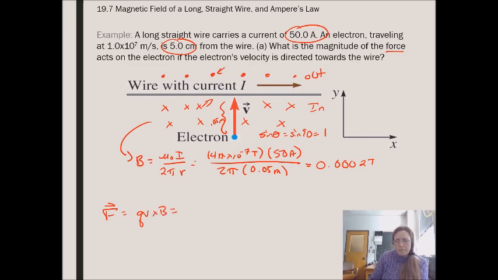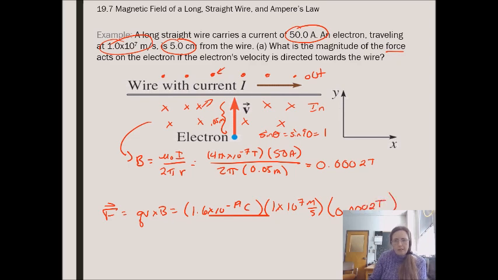And so then to calculate the force, we use the force calculation that we did last time. The force is equal to QVB, and so Q is just one electron, so 1.6 times 10 to the negative 19th coulombs, times the velocity given in the problem, 1 times 10 to the 7th meters per second, times that 0.0002 Tesla, and that gives us a total force of 3.2 times 10 to the negative 16th newtons. So that's a tiny force, but it's on a teeny tiny little electron, so it's going to get it to move.